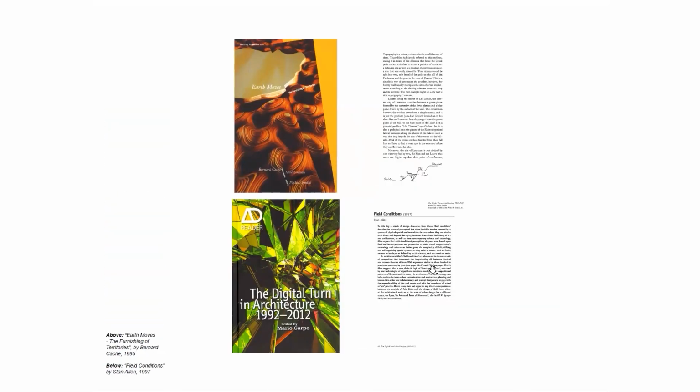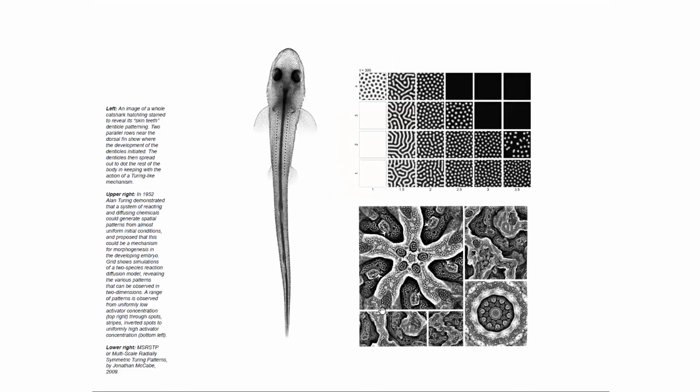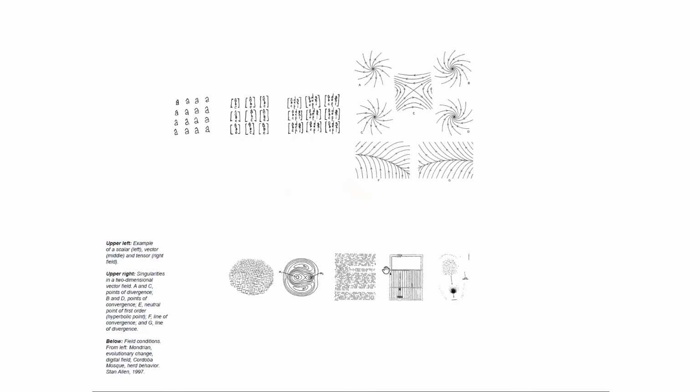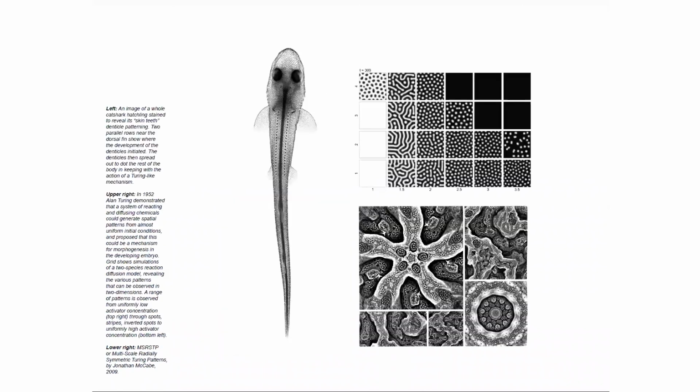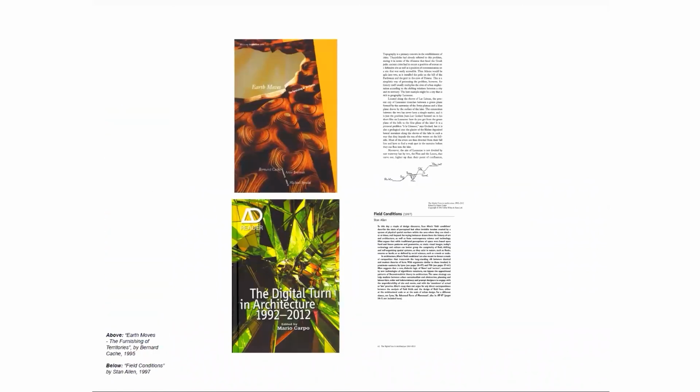And the other text is Field Conditions from Stan Allen from '97. And just go back. So these drawings here are directly from his book, also relating this idea of field thinking to certain architectural or urban conditions that happen. So that's a very good text that relates these concepts together. And this is a short text that is reprinted from his book. So there's this AD Reader, The Digital Turn in Architecture, that contains just a part of the text from that book.